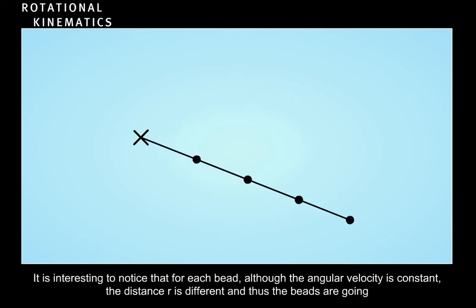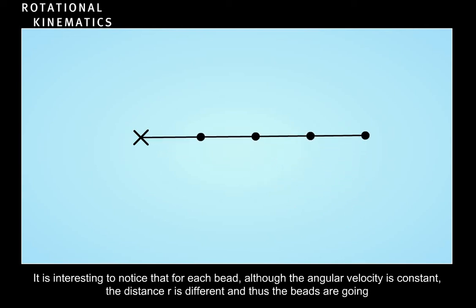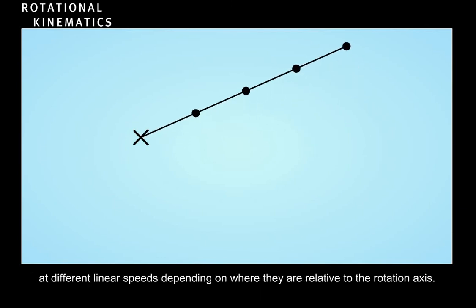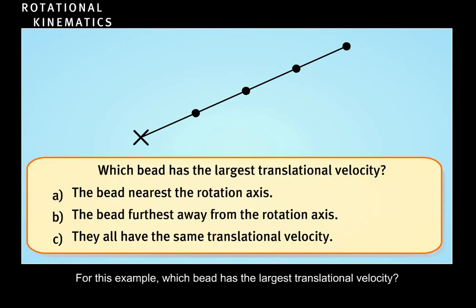It is interesting to notice that for each bead, although the angular velocity is constant, the distance r is different, and thus the beads are going at different linear speeds depending on where they are relative to the rotation axis. For this example, which bead has the largest translational velocity? That is correct.